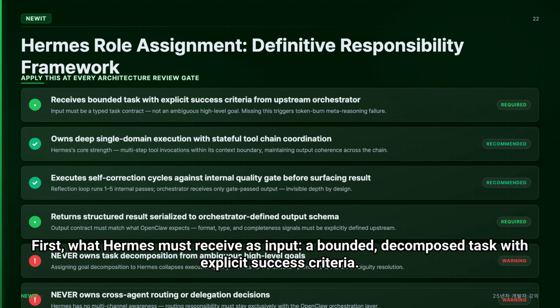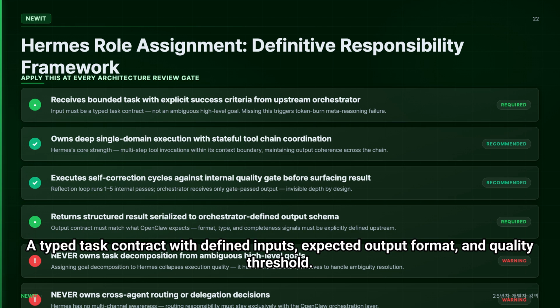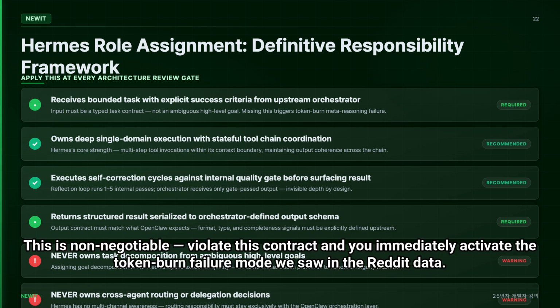First, what Hermes must receive as input: a bounded, decomposed task with explicit success criteria, not a high-level goal. Not an ambiguous directive. A typed task contract with defined inputs, expected output format, and quality threshold. This is non-negotiable. Violate this contract and you immediately activate the token burn failure mode we saw in the Reddit data.